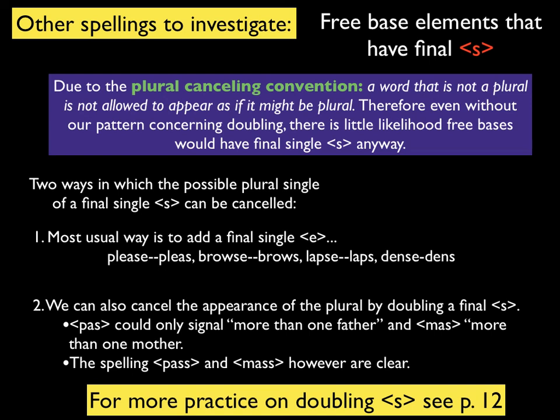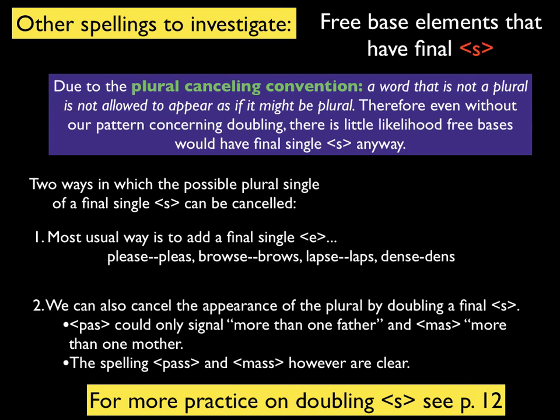So there are two ways in which the possible plural signal of a final S can be canceled. The most usual way is we add a single silent E at the end, as in the words please, browse, and lapse. It helps us as a marker there. This is that idea that there's an etymological reason or a place marker. Not necessarily is it functioning phonetically, but it gives us a way to tell the two words apart.